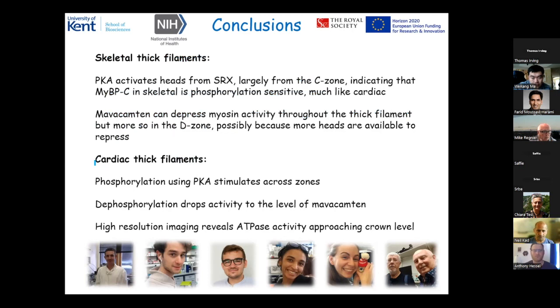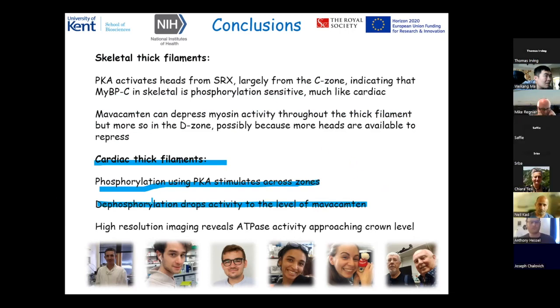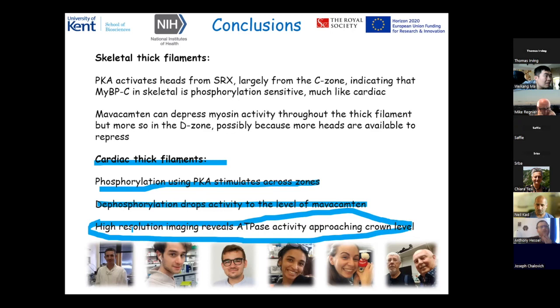For cardiac, we see that phosphorylation seems to stimulate across all zones. Dephosphorylation drops activity to the level that we see when we treat with mavacamten. And we're treating with about 30 micromolar mavacamten for cardiac, which is a huge amount. And again, we don't see full loss of activity. And high resolution imaging suggests that we might be able to get down towards the crown level soon.